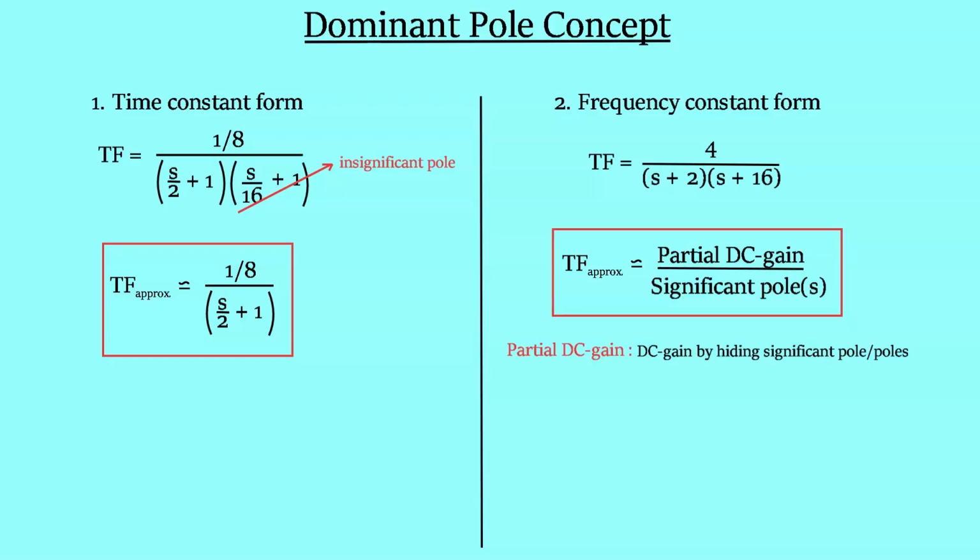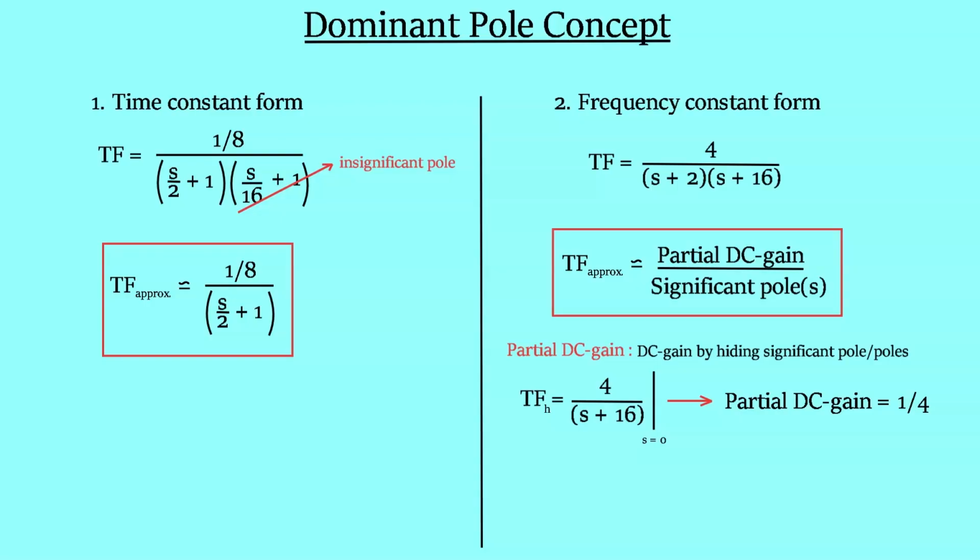But in frequency constant form, the procedure is a little bit lengthier. The formula for approximated transfer function is equal to partial DC gain divided by significant pole or poles. Partial DC gain is the DC gain which we get by hiding the significant poles and afterwards calculating the DC gain as usual. Like in the considered example, we know s plus 2 is a factor which consists of the significant pole. So first we remove this term and then find the DC gain of the resulting transfer function, which will come out to be equal to 1 by 4.